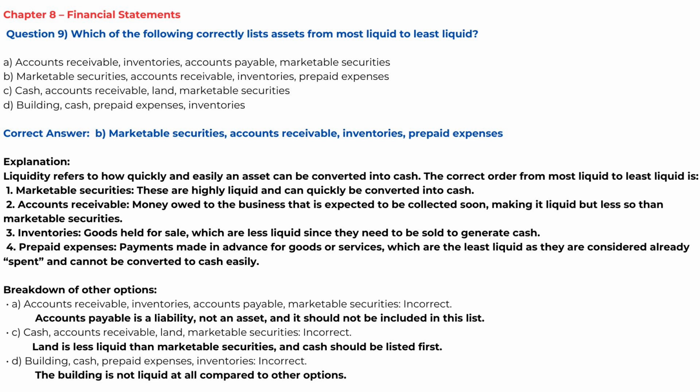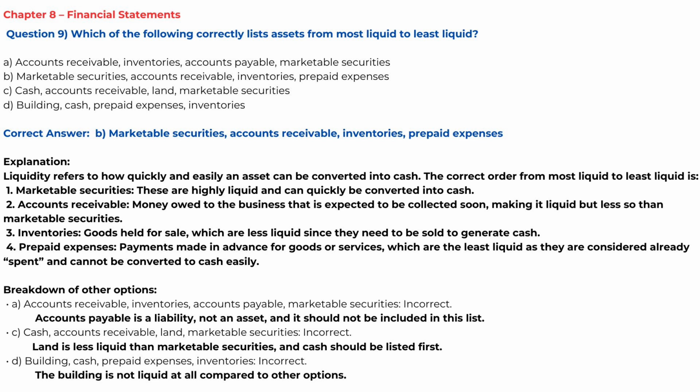Inventories. Goods held for sale, which are less liquid since they need to be sold to generate cash. 4. Prepaid expenses. Payments made in advance for goods or services, which are the least liquid as they are considered already spent and cannot be converted to cash easily. Breakdown of other options. A. Accounts receivable. Inventories. Accounts payable. Marketable securities. Incorrect. Accounts payable is a liability, not an asset, and it should not be included in this list.